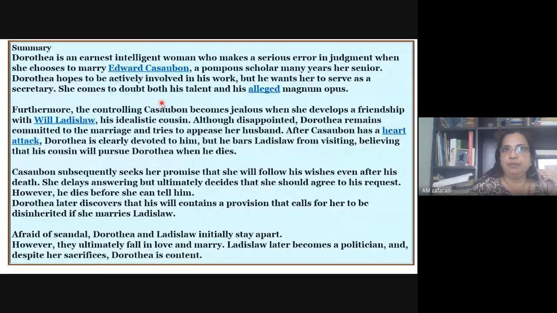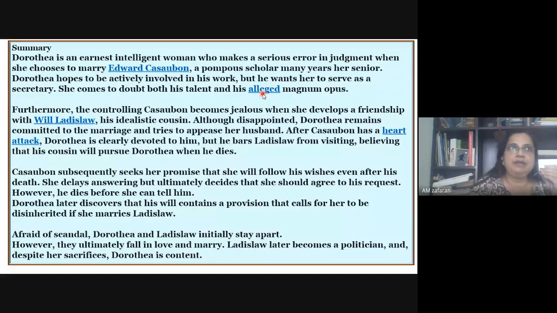She's an intelligent woman, full of the desire to do good for the whole world. But then she makes a miscalculation when she decides to marry this man, Edward Casaubon, a pompous scholar who was many years her senior. Dorothea hopes to be actively involved in his work, but he wants her to serve as a secretary. She comes to doubt both his talent and his alleged magnum opus. So Dorothea wanted to be an equal partner with her husband and help him in writing his magnum opus, the mega work, the biggest work of his life that he was attempting.